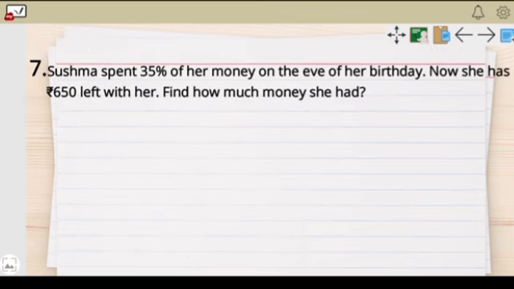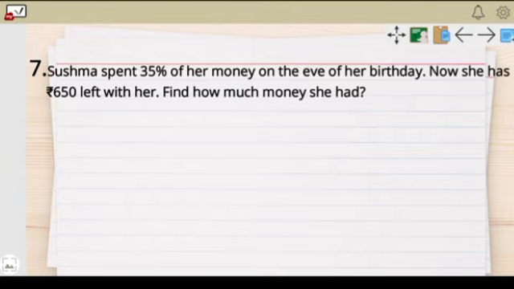Question number 7. Susma spent 35% of her money on the eve of her birthday. Now she has rupees 650 left with her. How much money did she have? Okay, we don't know how much she had initially before the birthday. What the question says, she has spent 35% of her money. She might be having some savings, and out of her savings, she has spent 35%. So after spending this 35%, now remaining is rupees 650.